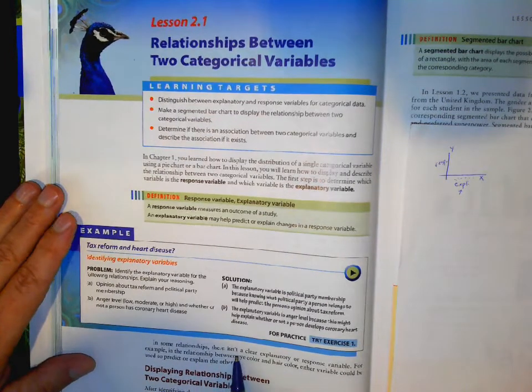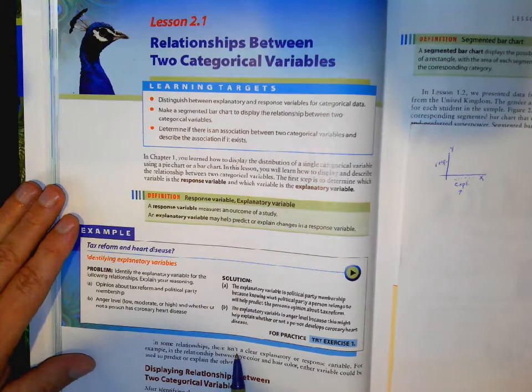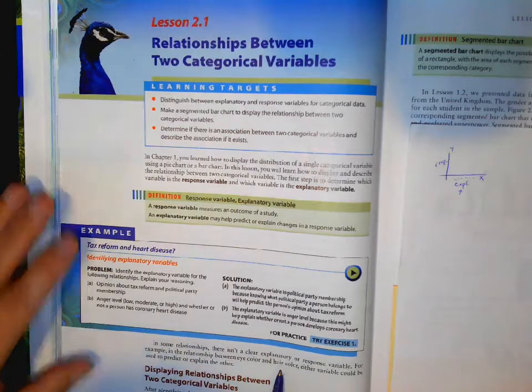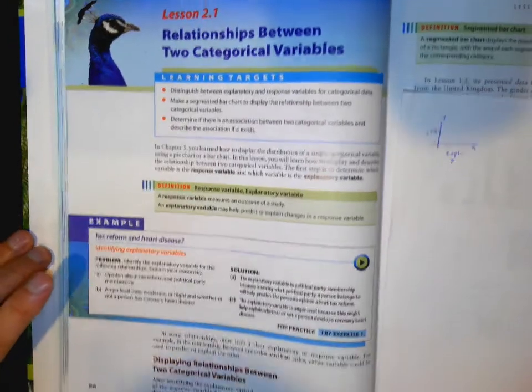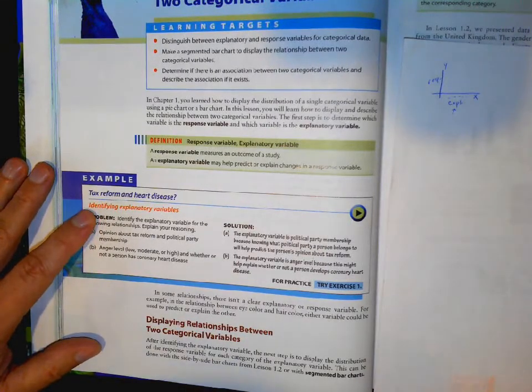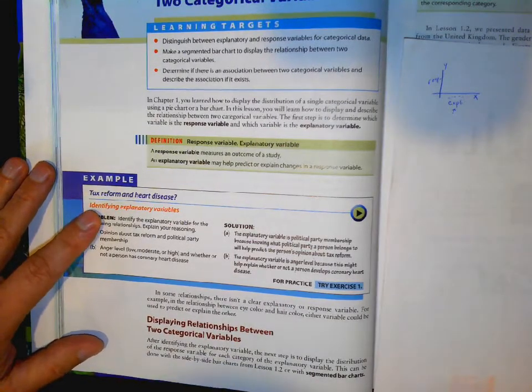In some relationships, there isn't a clear explanatory and response variable. For example, eye color and hair color. It doesn't really tell us which one we're doing first and which one we're measuring as a result of that first one, okay? But most of the time we're going to talk about it again, okay?